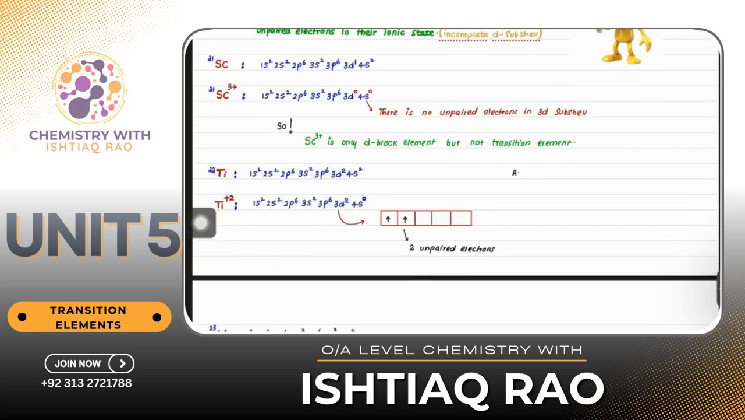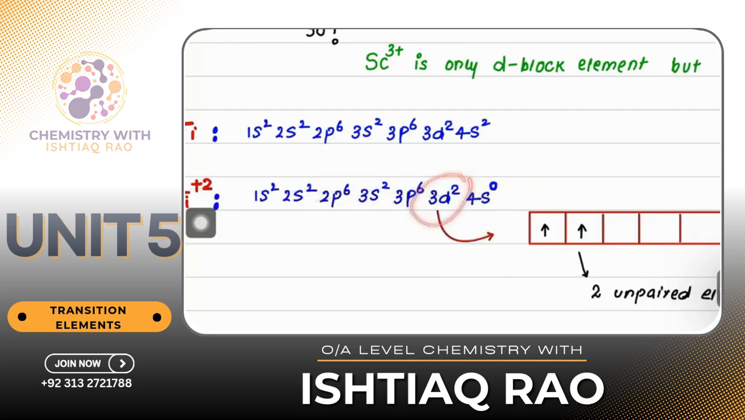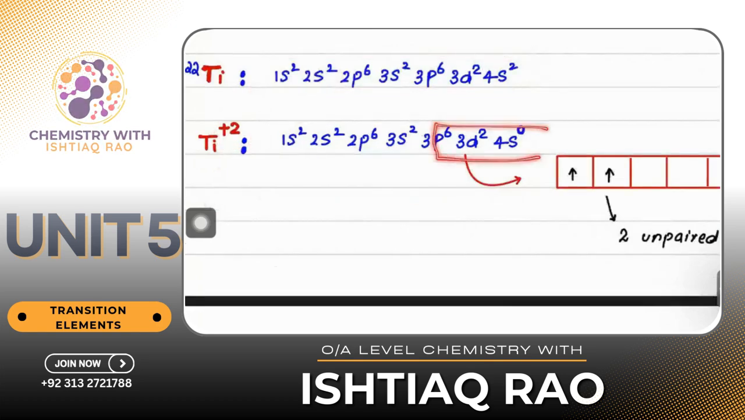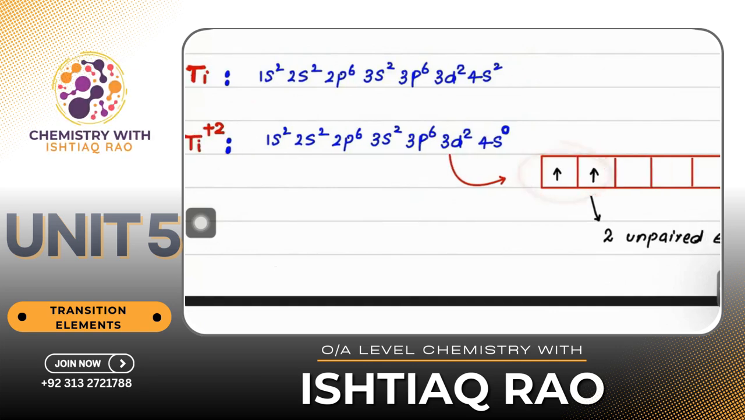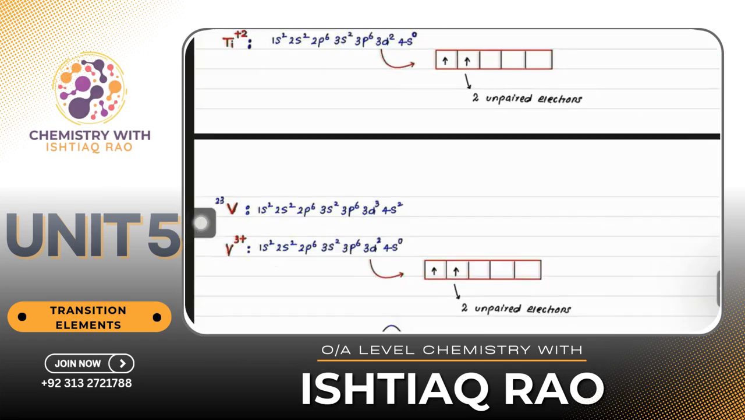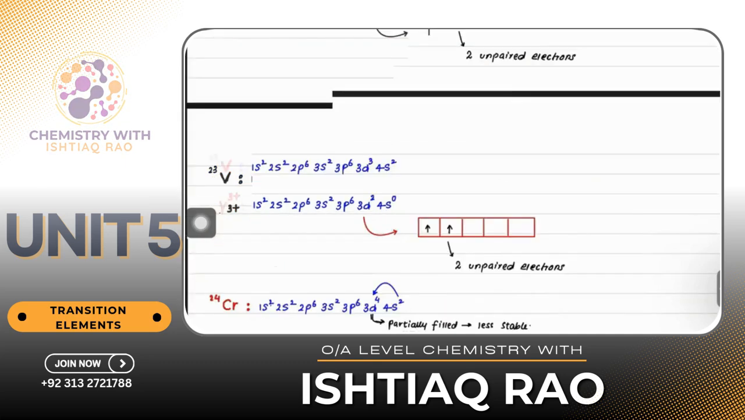If you look at titanium, yes, titanium also has unpaired electrons: 3d2 after losing 2 electrons. This is the original configuration for titanium, and this is the configuration when it has lost two electrons. So it still has two unpaired electrons. So yes, I would say that titanium is a transition element. The same goes for vanadium. After giving three electrons, it still has two unpaired electrons. So yes, I would say vanadium is also a transition element.